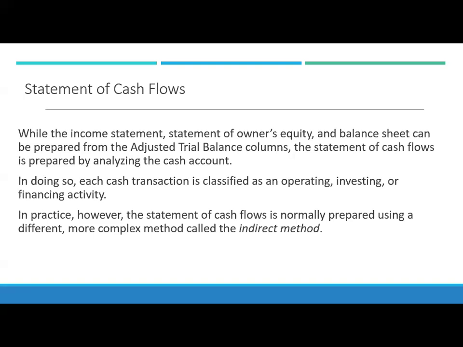Operating activities are normal business operations like collecting money from customers, paying out cash for expenses. Investing activities are purchasing long-term assets such as investments, property, plant, and equipment, or selling long-term investments or property, plant, and equipment. Financing activities are activities with owners or lenders. So getting new investment from owners or taking out a loan would be a financing activity. Paying back the loan and paying back investors, that's a financing activity.